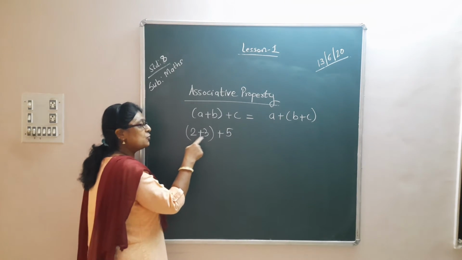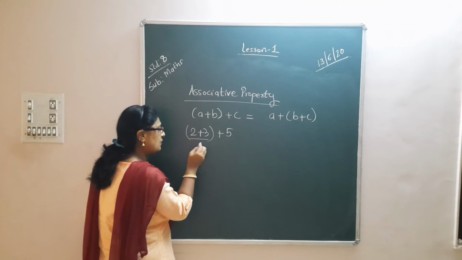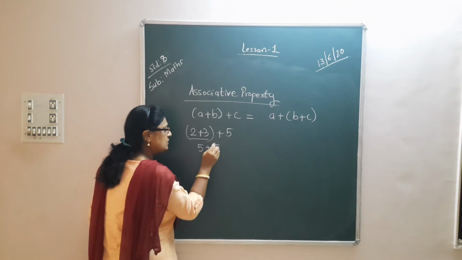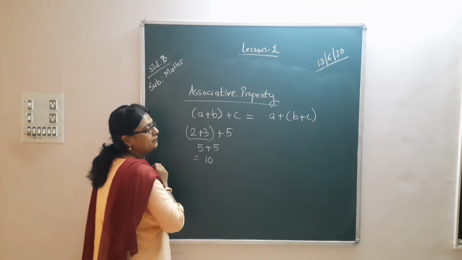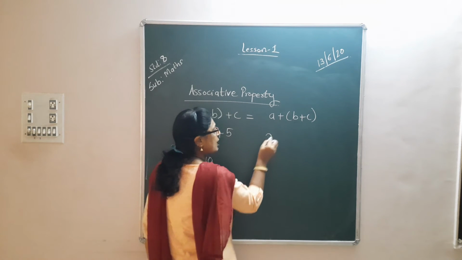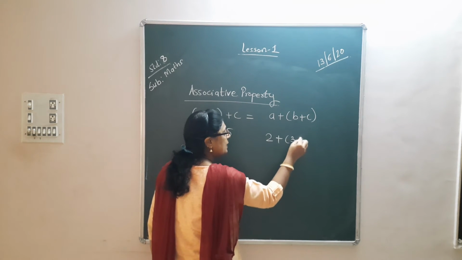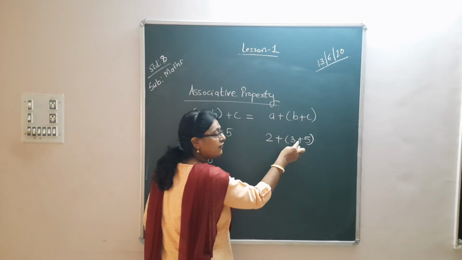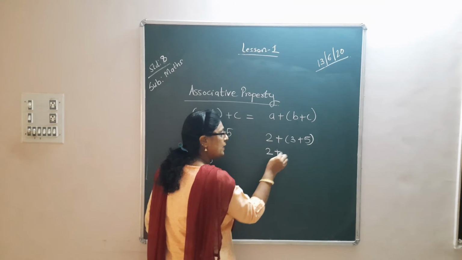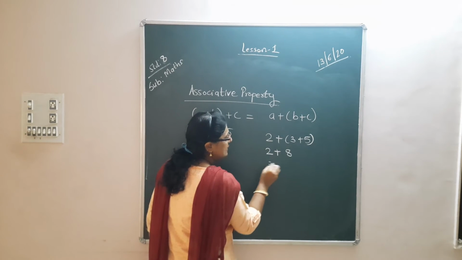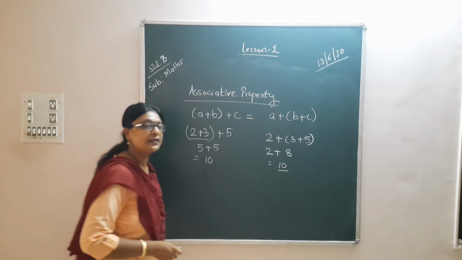So suppose I give you (2 plus 3) plus 5, then I have to perform this first. 2 plus 3 is 5, so the answer of this is 5. 5 plus 5 is equal to 10. If I write it this way, 2 plus (3 plus 5), then I have to perform this first. 3 plus 5 is 8, and 2 plus 8 is equal to 10, like this way.